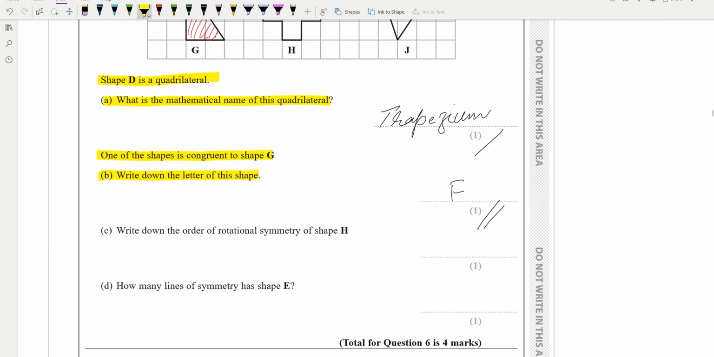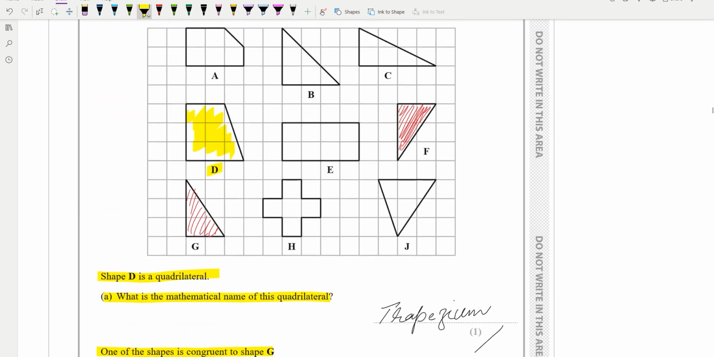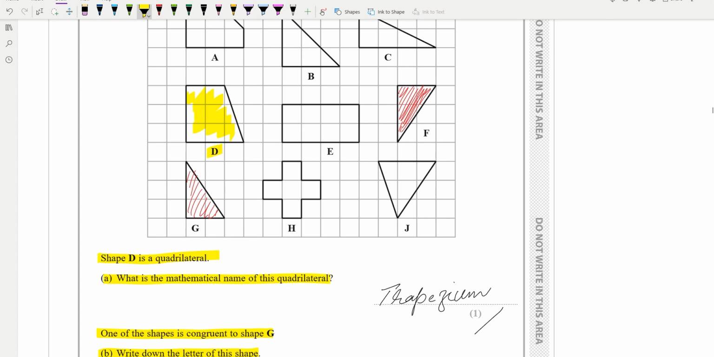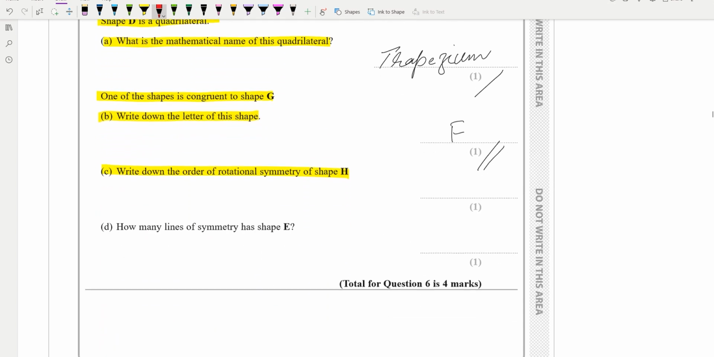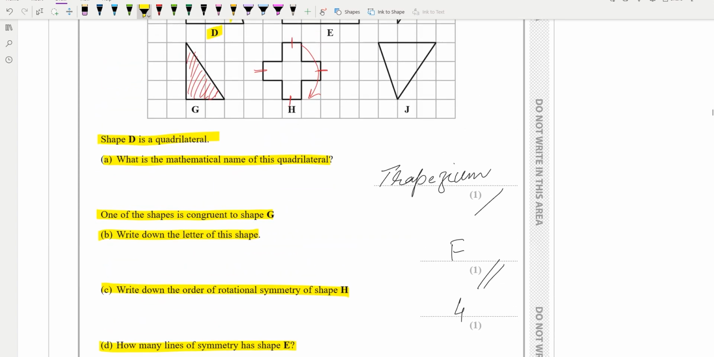And next part, they're saying write down the order of rotational symmetry of shape H, and H has rotational symmetry of order 4. So this can be taking 1, 2, 3 and 4 positions. If we rotate this, it will be taking 4 positions, so 4 positions for the same shape, so it will be rotational symmetry of order 2. Then D part, how many lines of symmetry has shape E? And shape E is which one?